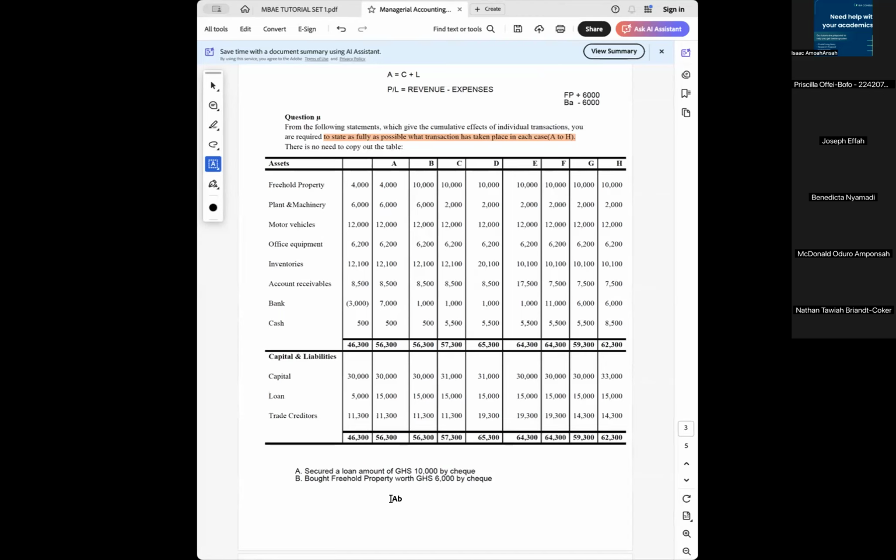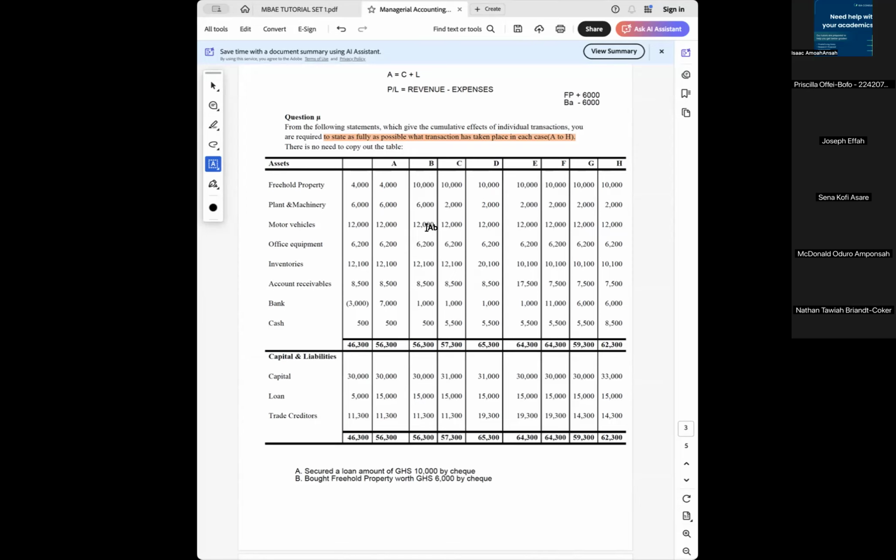We are moving to C. At this point, we are comparing C to B. So with C to B, freehold property still stays at 10,000. Plant and machinery has changed from 6,000 to 2,000. What is the amount of change? And is it a decrease or increase? A decrease of 4,000.